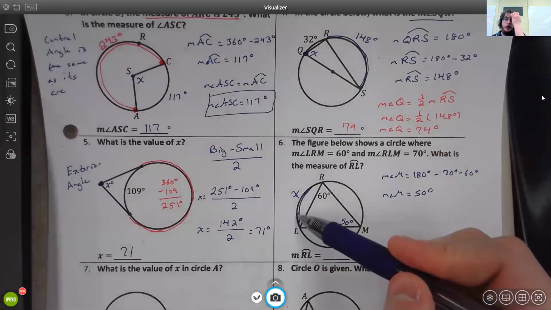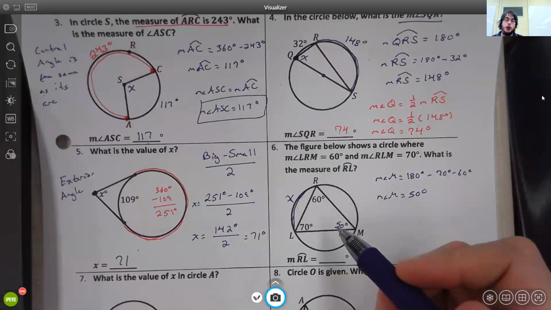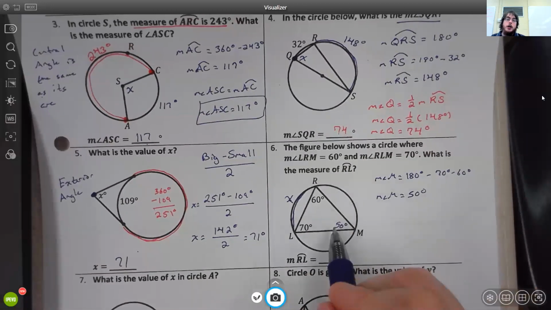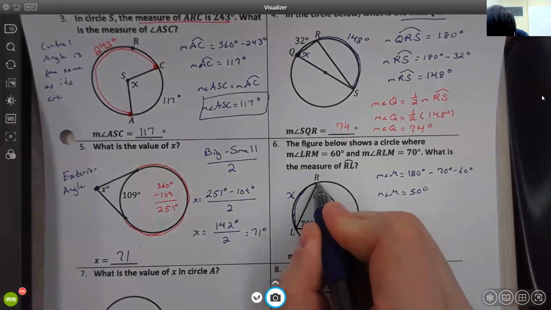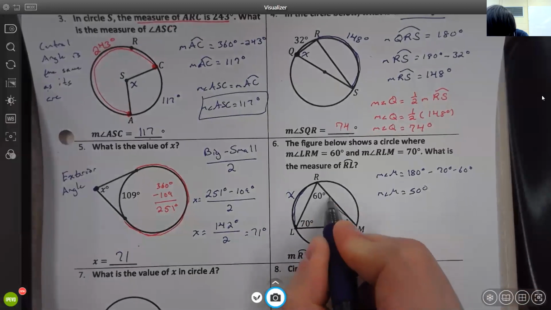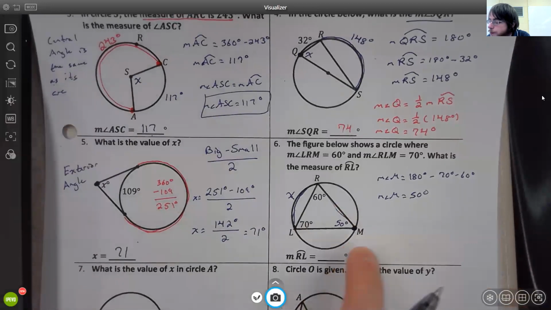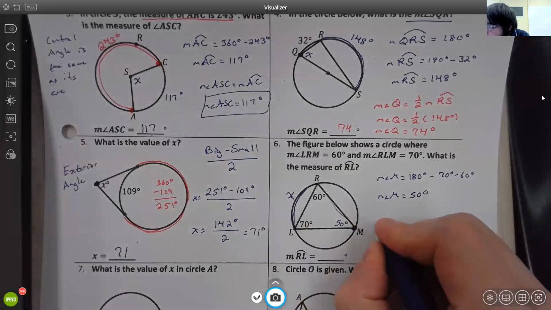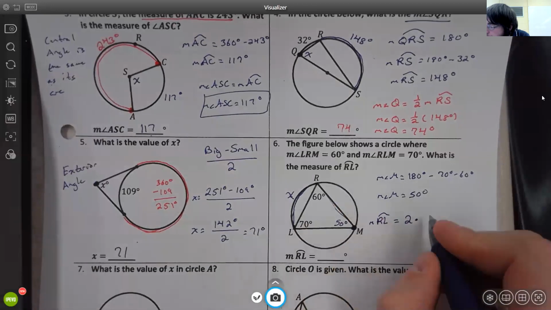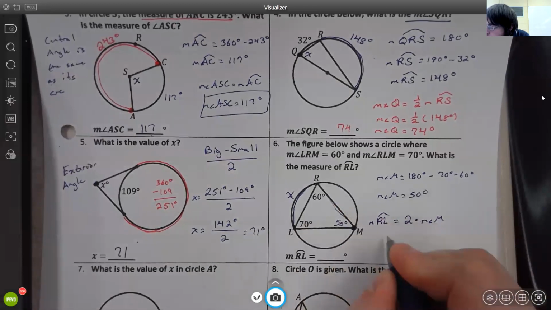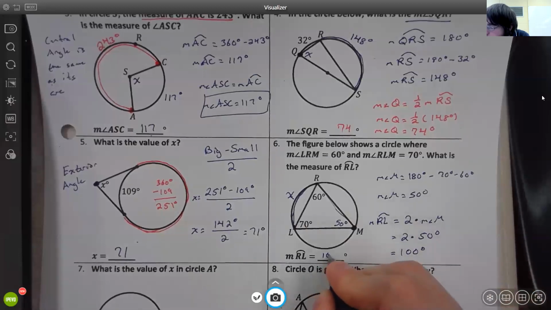Now we're looking for RL. Now this has 3 arcs and we have 3 angles, so we just need to use the correct angle measure. So here, if you look here, you see this arc ends right here and ends right here, which matches up perfectly with angle M. Now angle M is an inscribed angle, so that means that the arc RL has to equal 2 times the angle measure, which means that our arc has to be equal to 2 times 50, which is 100 degrees.